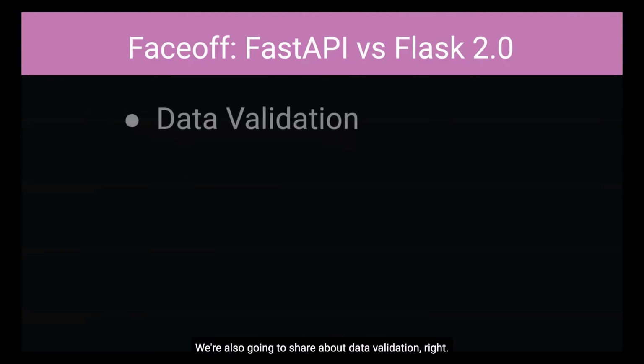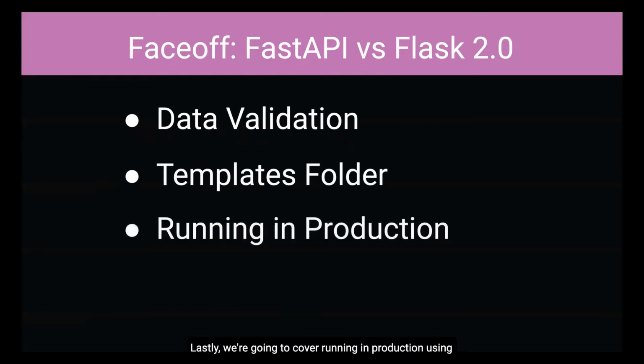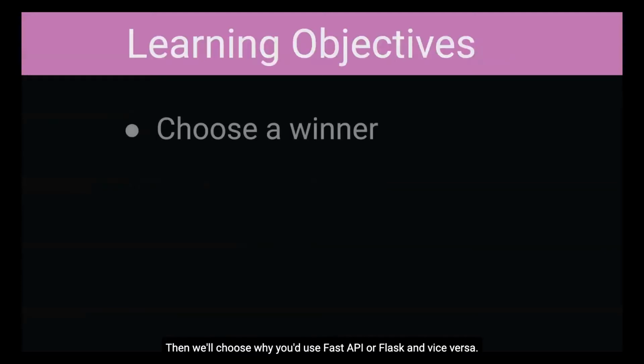We're also going to chat about data validation, and how something called Pydantic helps us with providing user-friendly errors when data is invalid, which is really nice. We're going to go over template folder structure, like if you want to do a web application or web development, and how you would serve up HTML, what that might look like. Lastly, we're going to cover running in production using WSGI versus ASGI and why you want to use one over the other. Then we'll choose why you'd use FastAPI over Flask and vice versa.